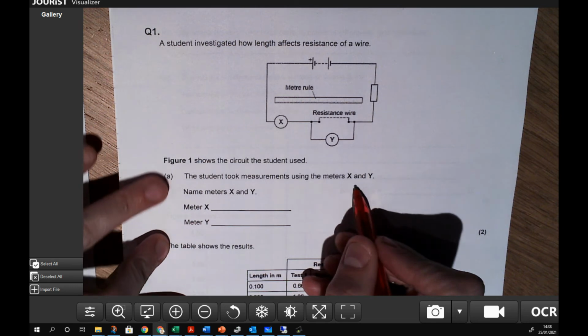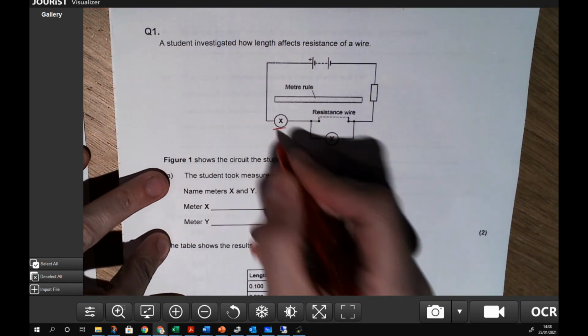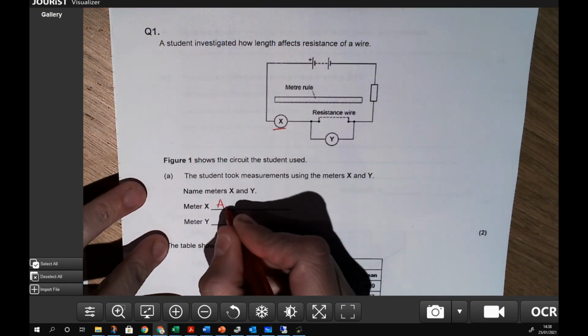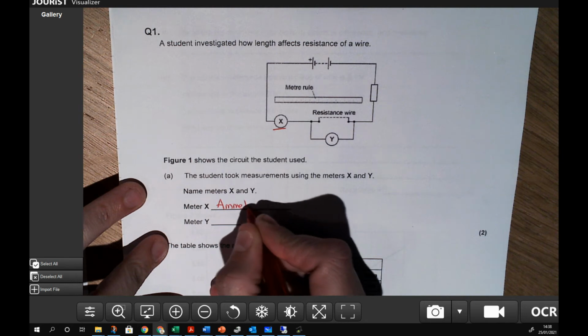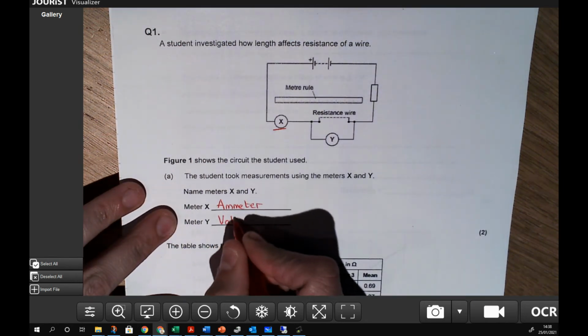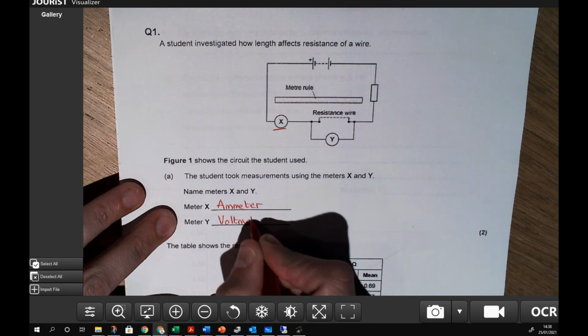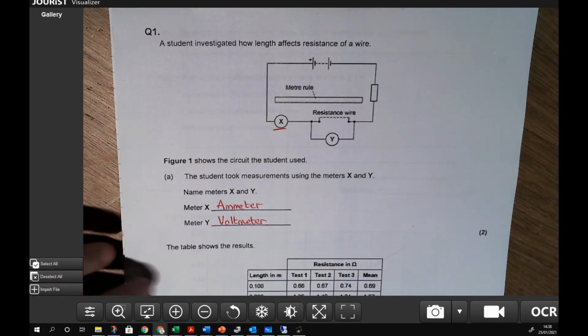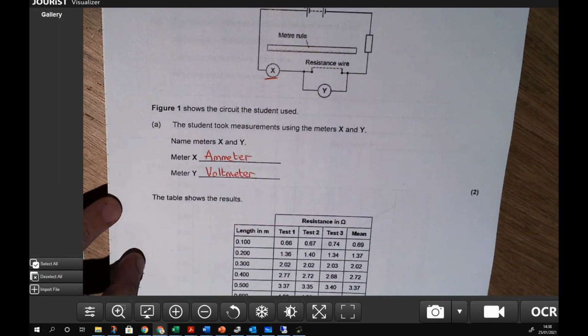I'm hoping we're starting to get to the point that we're confident that the ammeter will be in series and the Y will be the voltmeter. Make sure you're correcting your work with a green pen. Make sure you've done the work and you're not just writing my answers down.